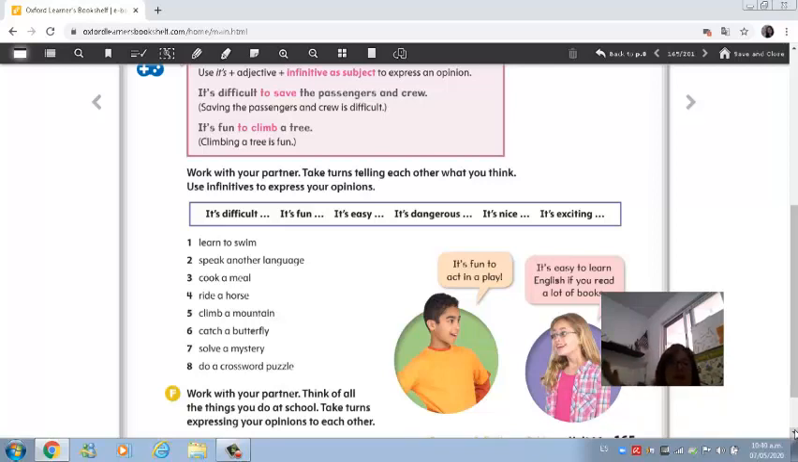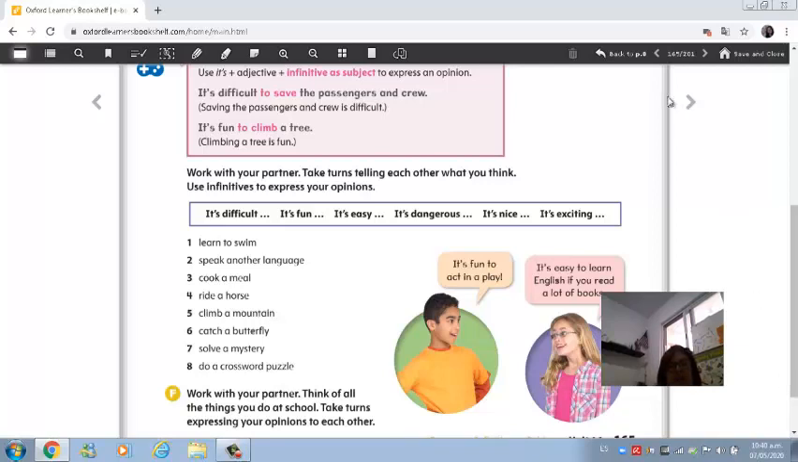It's difficult to speak another language. What do you think? It's exciting to cook a meal. It's dangerous to ride a horse. Maybe if you don't know how to ride a horse, right? Okay, so you could fool around with several sentences, okay? Of course, some will not make sense, but in general, you could use all of these phrases, okay? Very good.